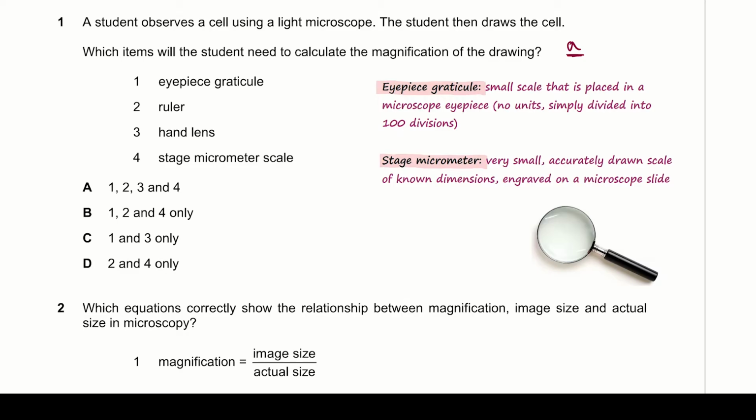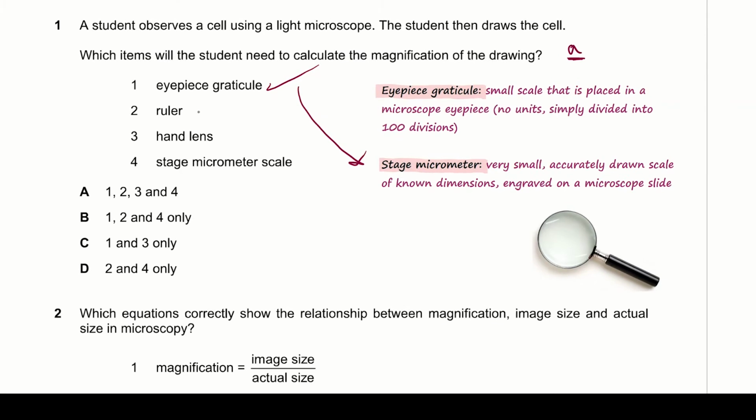How to do this is by using definitely an eyepiece graticule as long as it's calibrated with a stage micrometer. Second of all, a ruler. Yes, a ruler is used to measure the image size at this point. 3. Hand lens. Hand lens cannot be used. This is what a hand lens looks like, by the way. It cannot be used to measure magnification.